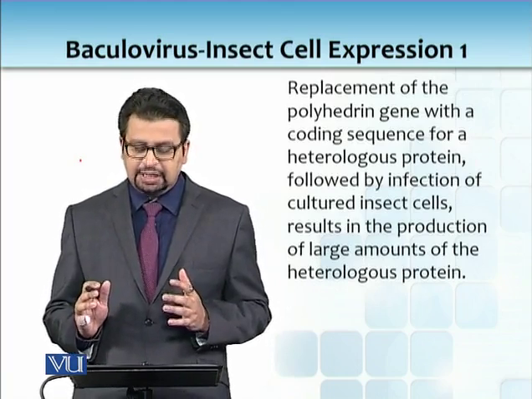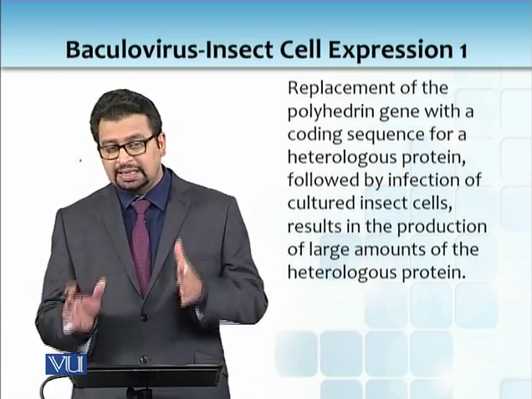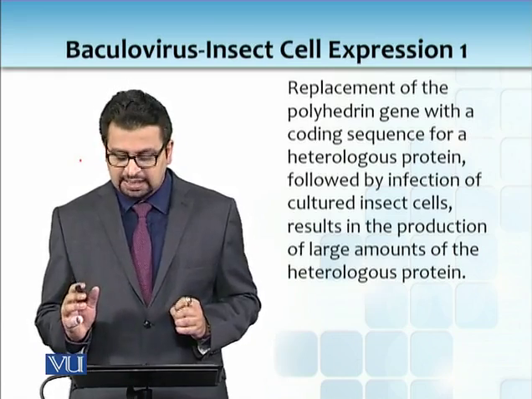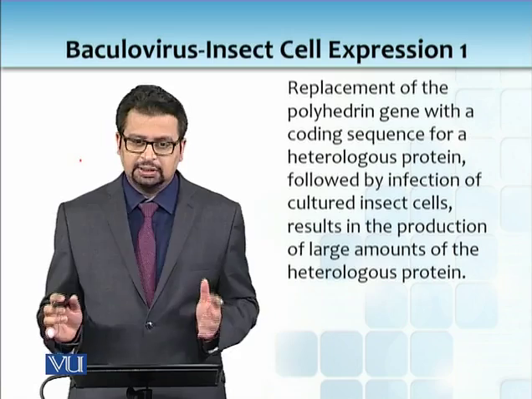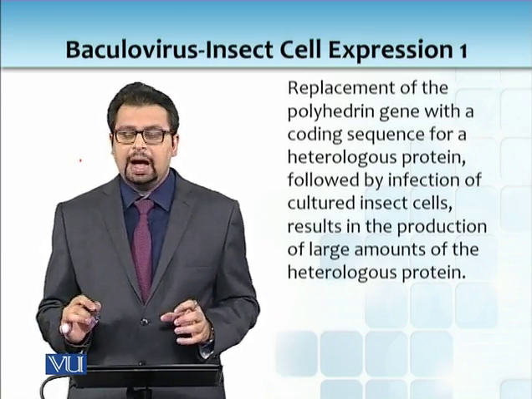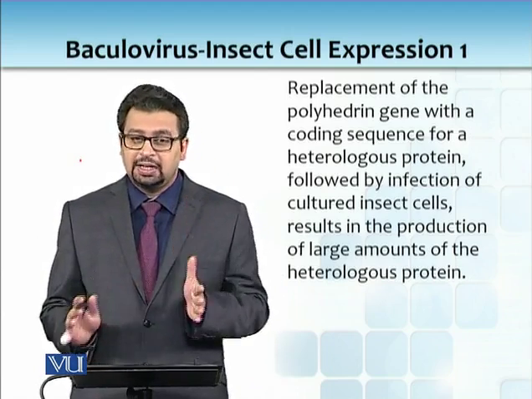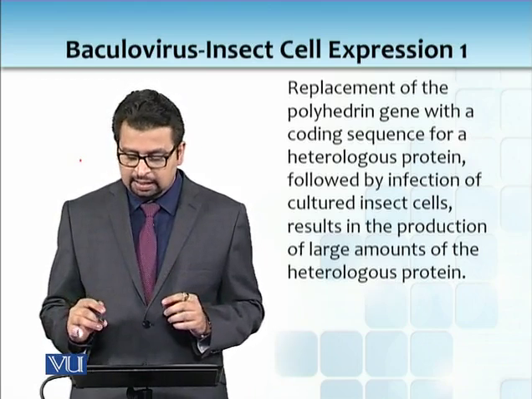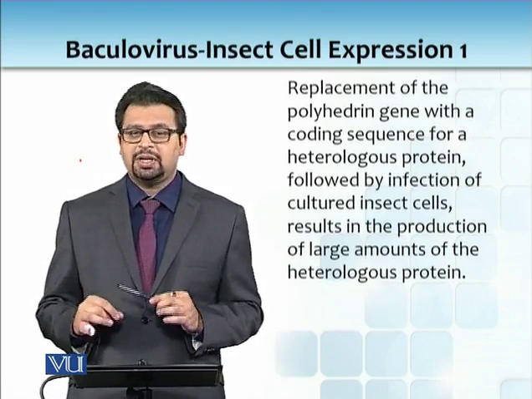Replacement of the polyhedrin gene with a coding sequence for a heterologous protein, which in this case is the protein you want to produce, followed by infection of cultured insect cells, results in the production of large amounts of heterologous proteins. This is exactly what I told you earlier: you remove the polyhedrin gene and put the gene of your protein in its place. It will produce copious amounts of protein, and it's a very high volume expression system.